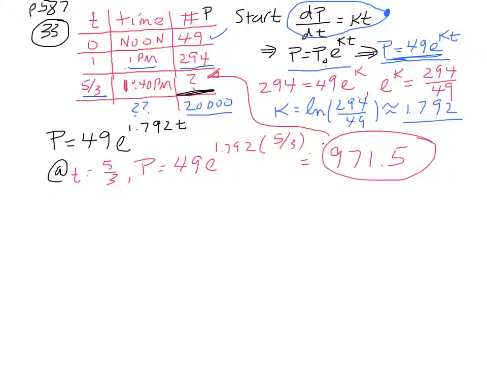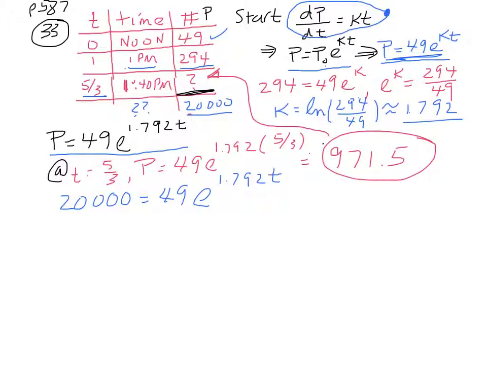Now we want to find at what time there's 20,000. So again, I go back to my solution to my differential equation, and this time I set P equal to 20,000. So let's write down 20,000 is equal to 49 times e to the 1.792 t power, and solve for t.